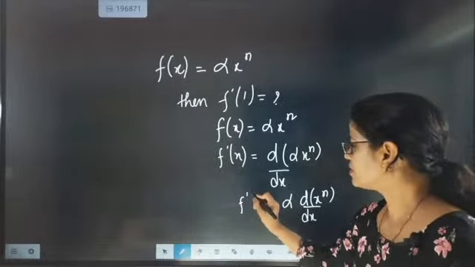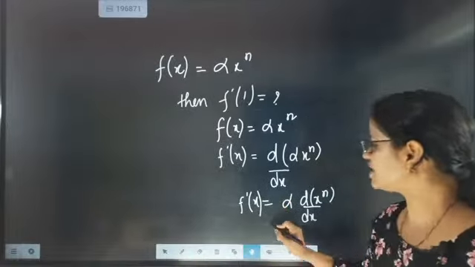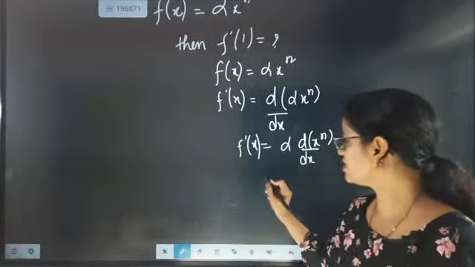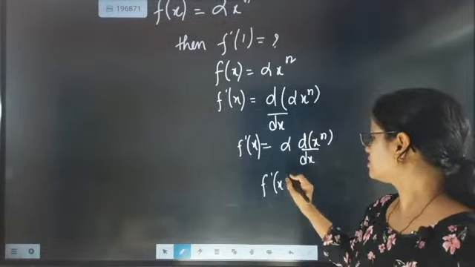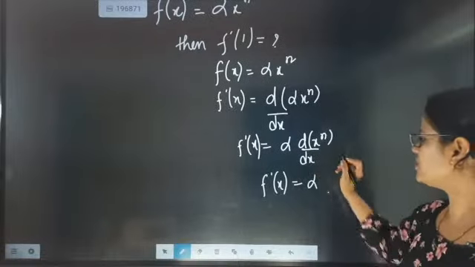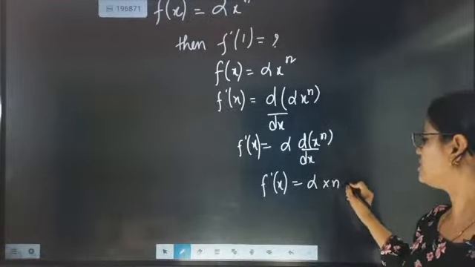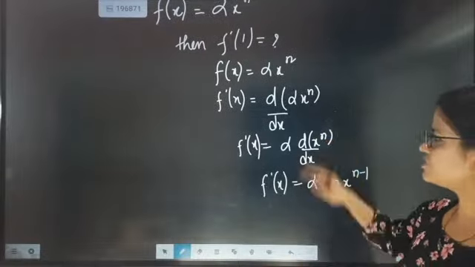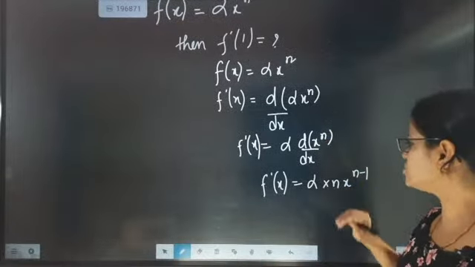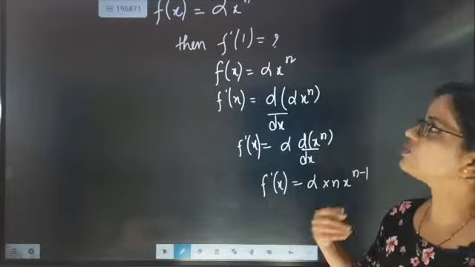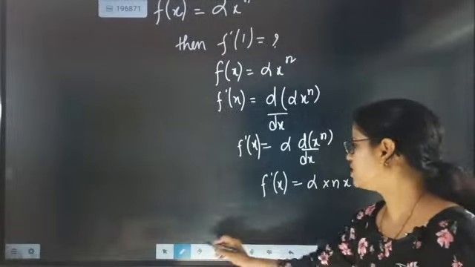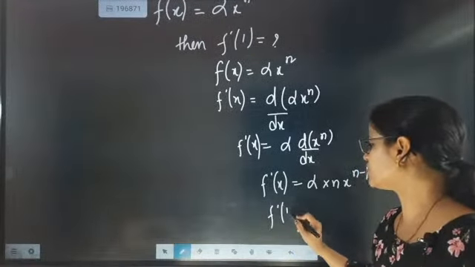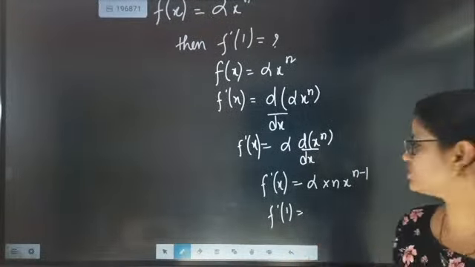Pooja, Shreya, everyone understanding, beta? Kritika, my children are very silent today. So this part will become alpha n x to the power n minus 1, because the differentiation of x to the power n is n x to the power n minus 1. Now they are asking what will be the value of f dash 1. So f dash 1 means wherever x is there you have to substitute 1.